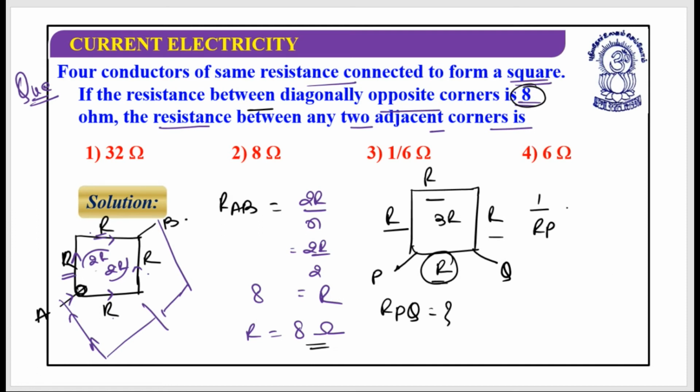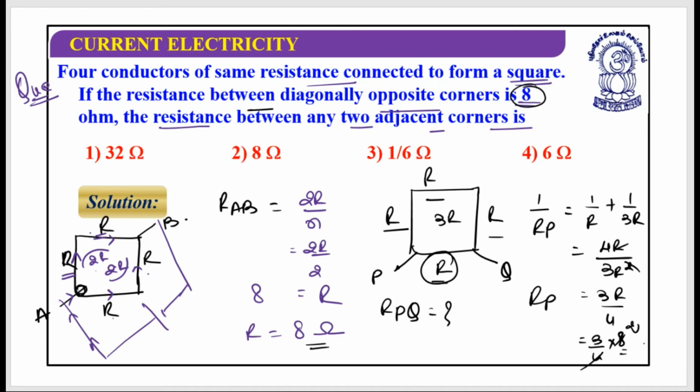So 1 by Rp is equal to 1 by R plus 1 by 3R. It's 3R plus R, which is 4R, divided by 3R square, which will give me Rp equal to 3R by 4, which is 3 by 4 multiplied by 8. 4 twos are 8, and this is equal to 6 ohm. I hope you got this. Did you get the same answer? Are you sure? Well done. Let's have a look at the next question.